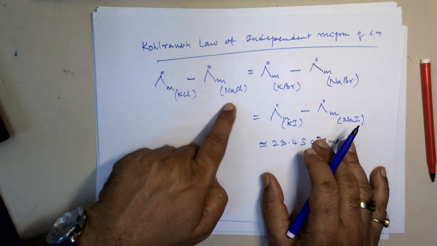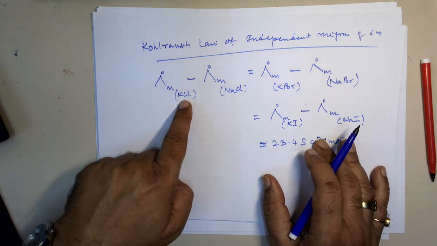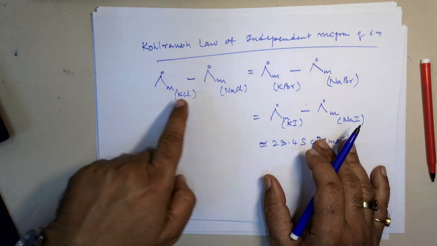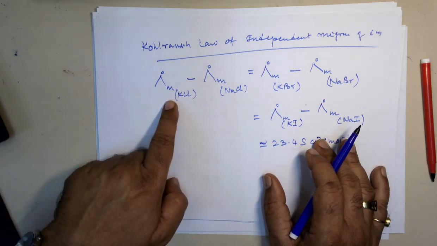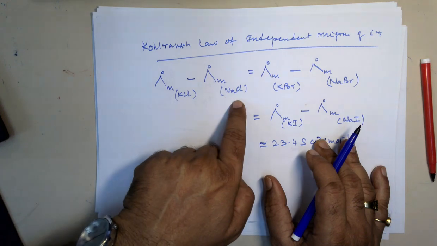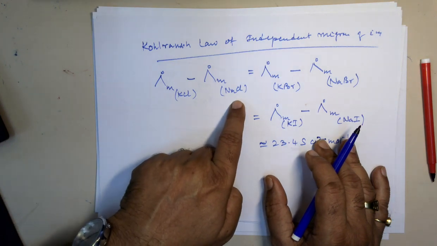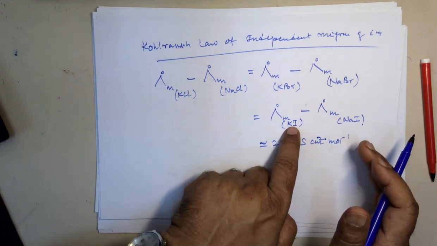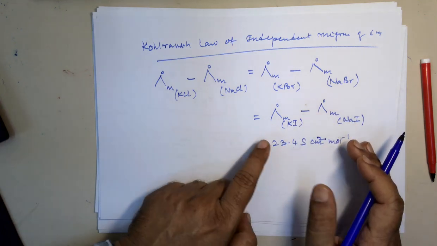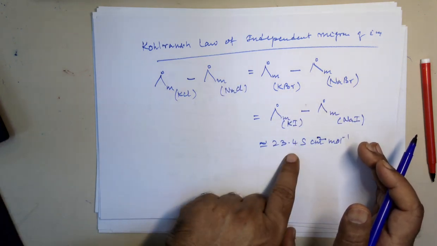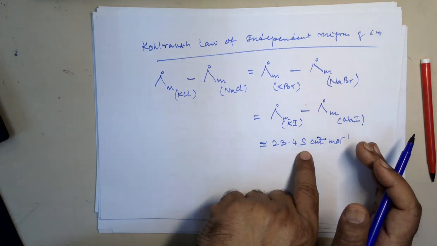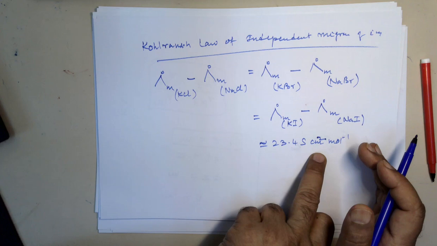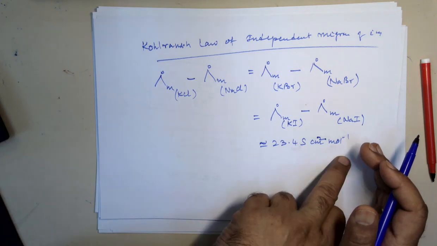In fact, you have got various salts here. What is this? KCl. Here, NaCl. So it is the difference between the molar conductivity values at infinite dilution between KCl and NaCl, right? What about here? KBr and NaBr. Here, KI and NaI. Now listen, these values are always constant and that is 23.4 siemens square centimeter per mole.